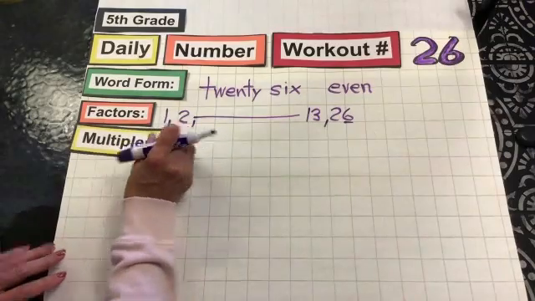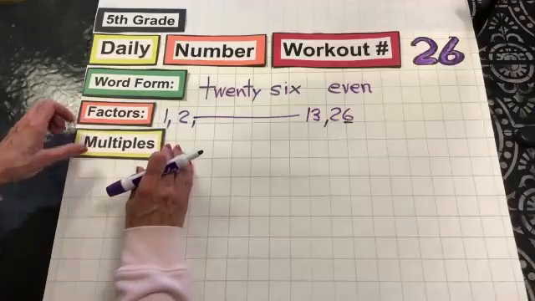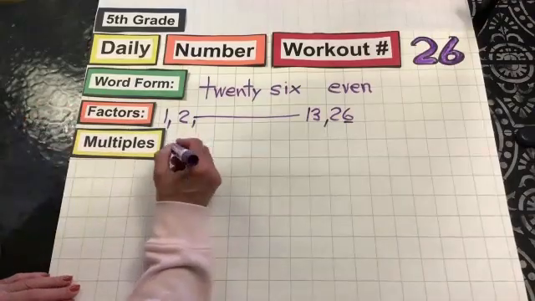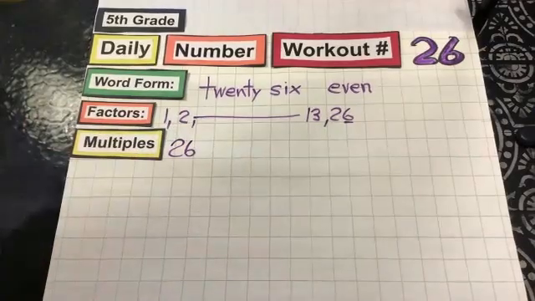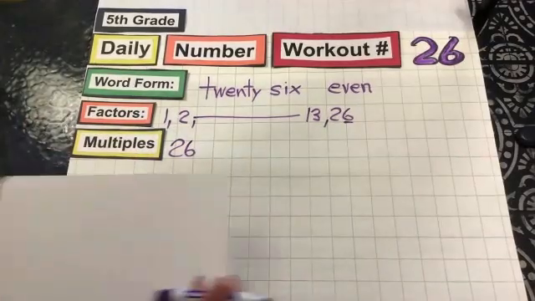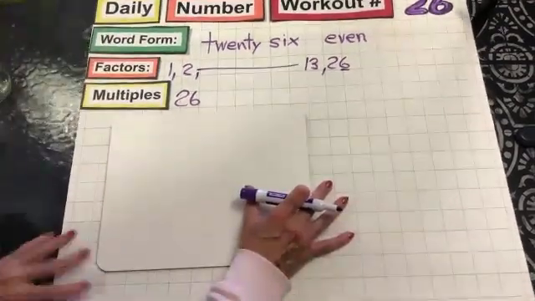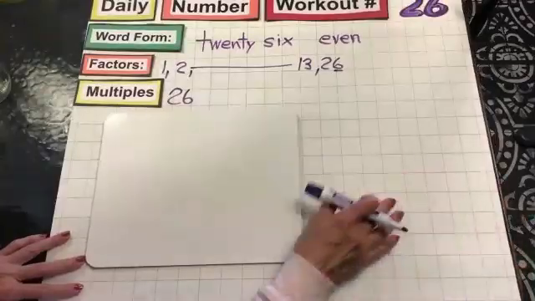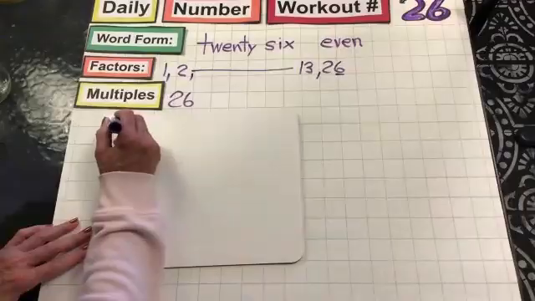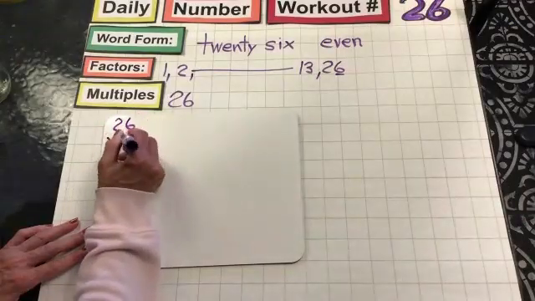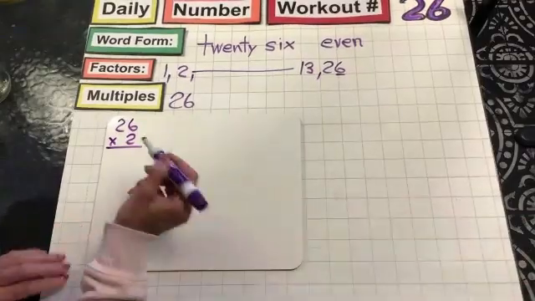Let's go on to multiples. So multiples are numbers. We're going to do 1 times 26 is 26. And I'm going to get out my scrap paper. Hopefully you got out your scrap paper. If you did multiplication, if you did addition, that's fine. However you do yours that you're comfortable with is awesome. So I'm going to go on to 2 times 26. So I'm going to write 26 times 2.